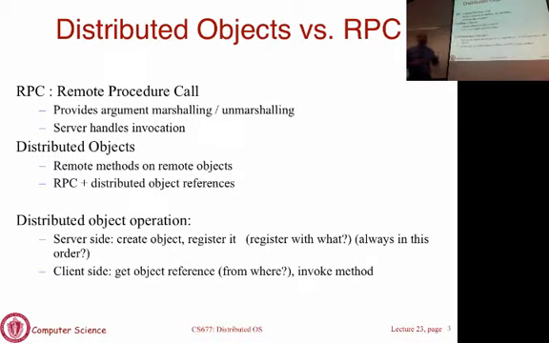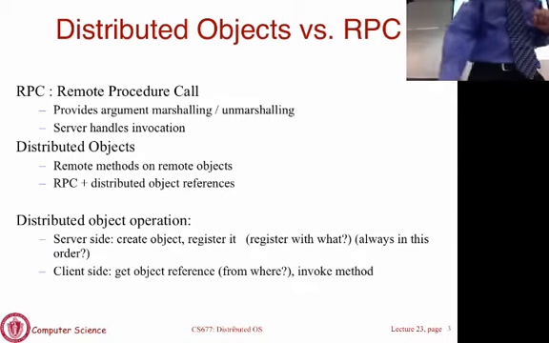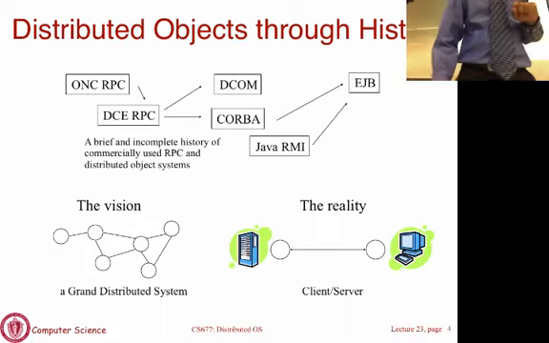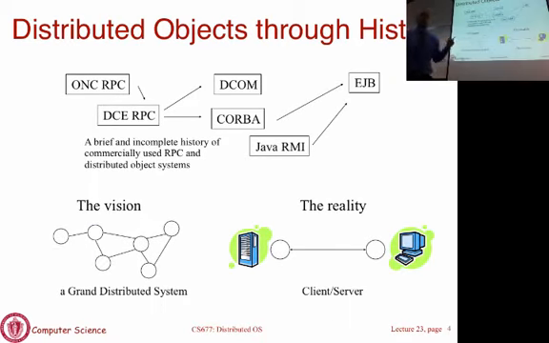Then you have the client side. You have to get the object reference. In order to dereference a remote object, you have to first get its reference. Either that could be passed to you as a parameter, or you may be able to go and look that up. And then you have to invoke the method on the object, as we will see.